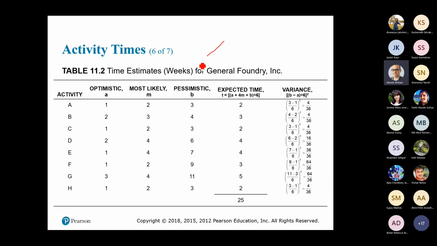So in this case, as you can see, the times are given to me. You shouldn't be worried about the time. All of these times will be given to you. Okay, all of these times will be given to you. So activity A, in the best case, it takes 1 day. In the worst case, it takes 3 days. But we know that in average, it takes 2 days. So I just need to put it in the formula of A plus 4M plus B divided by 6. Then I will find that the expected completion time is 2 days for activity A.